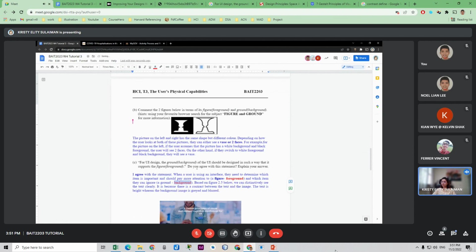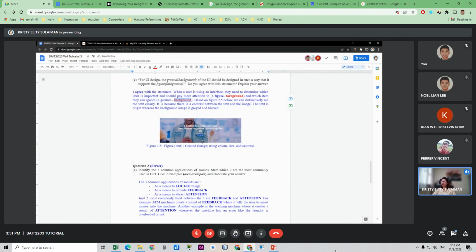So based on the figure, 2.5, we can distinctly see the text clearly. This is because there is a contrast between the text and the image. The text is bright, whereas the background image is gray and blurred. So here your figure is this text, correct? Your figure is like this, or this one you are highlighting here. Okay, thank you, Noel, for your answer.